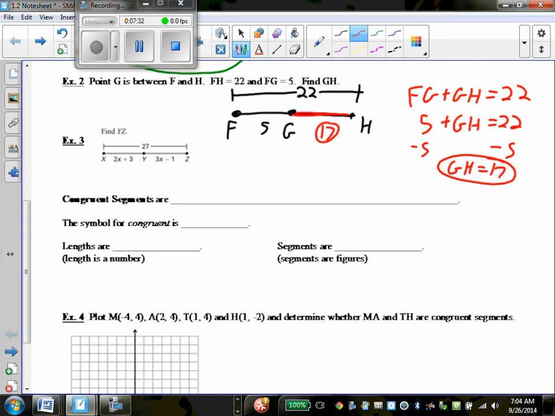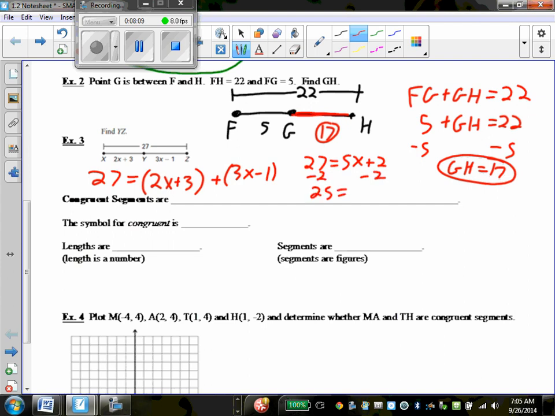Now this case, example 3, is a lot like that last example we did before looking at the theorem. We know the whole length is 27, and we know that has to be made up of the two parts that we have, which are 2x plus 3 and 3x minus 1. If we add 2x plus 3 and 3x minus 1, we get that 27 equals 5x plus 2. I subtract 2 from both sides to get 25 equals 5x, and I divide both sides by 5 to get that 5 equals x. Once we know that 5 equals x, we see we're looking for YZ, which is this distance. So I'm going to plug 5 in for x there, and I get 3 times 5 minus 1, which gives me 15 minus 1, which gives me 14. And that's our final answer for that one.